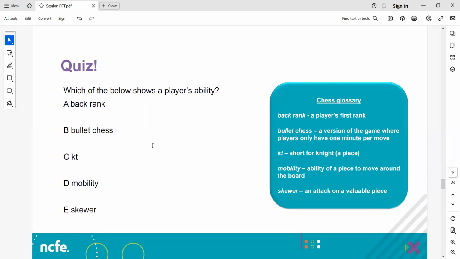Similarly, it's often used in sport. In tennis, you will hear them talking about the rankings. So who's the best player in the world, and then who's the next best player? That's talking about their rankings, where they would come. So the answer there, because I've spoken a lot about the word rank or rankings, is back rank. So a player's first rank, that tells you about their position, not their ability.